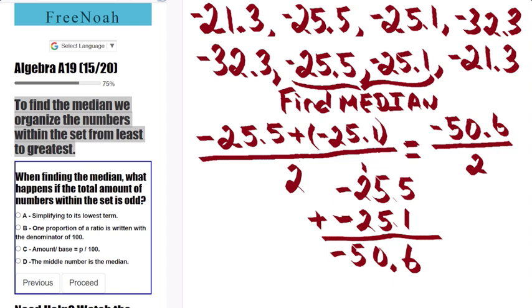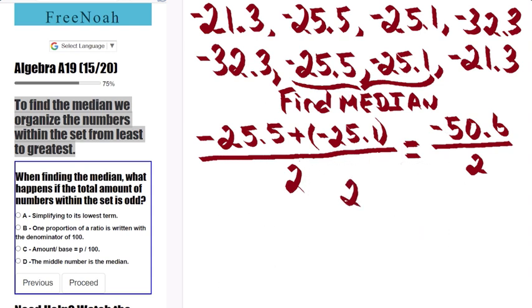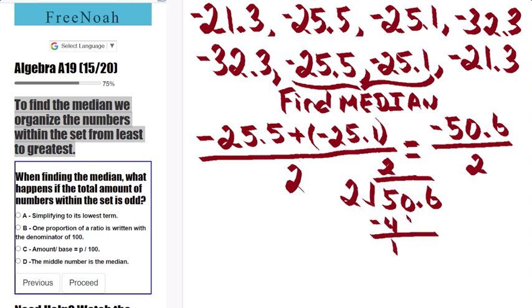And now we have a total sum of negative 50 and 6/10. Now we're going to take our negative 50 and 6/10 and divide by 2. So how many times does 2 go into 5? Twice. 2 times 2 is 4. 5 minus 4 is 1. Drop down the 0. 2 goes into 10 5 times.